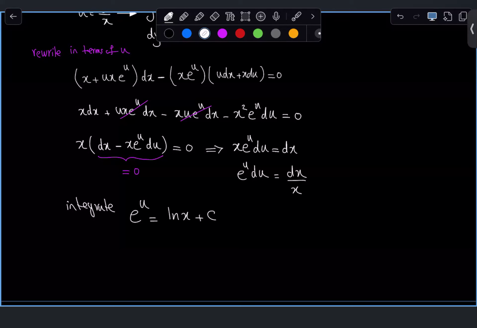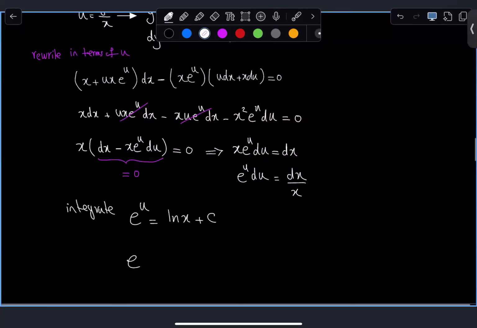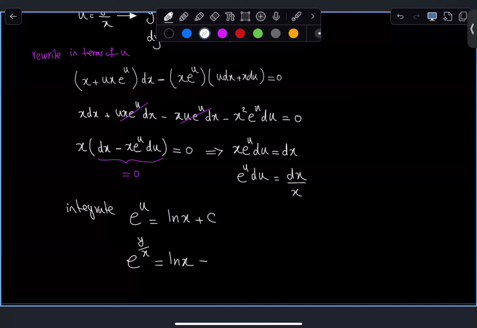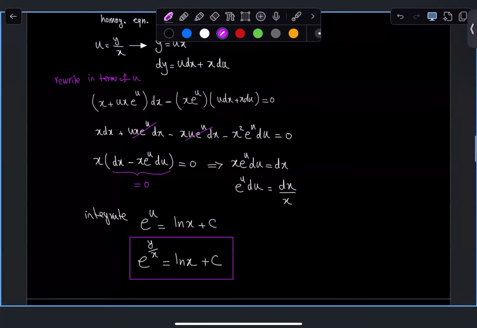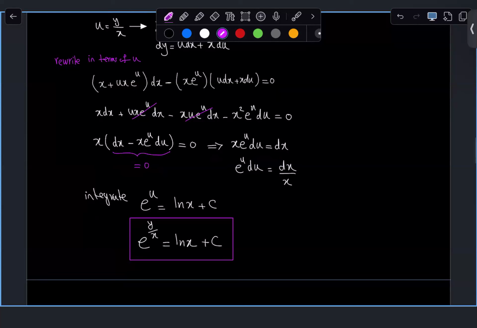Okay, and now all we have to do is we say u was equal to y over x. So e to the y over x is ln x plus c. And actually, you can just leave it like this. That's okay. It's an implicit solution. You can make it more simple if you want, but this is okay.